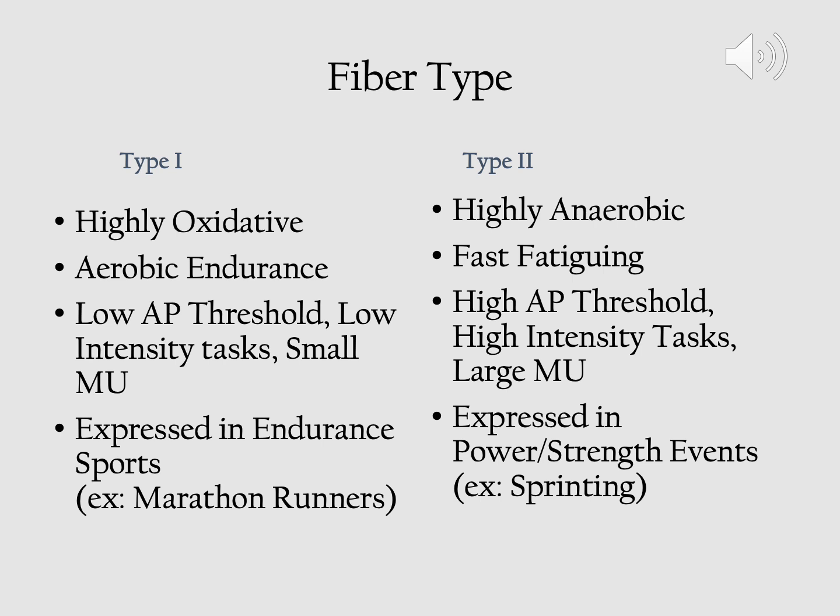A quick review of fiber types. We have type 1 and type 2 fibers. Type 1 is highly oxidative, very aerobic endurance, low action potential thresholds, low intensity tasks, and smaller motor units as a whole. They're typically expressed in endurance sports such as marathon runners. In comparison, we have type 2, which is highly anaerobic, also fast fatiguing, very low oxidative, high action potential thresholds, large motor units, and expressed in power and strength events such as sprinting.